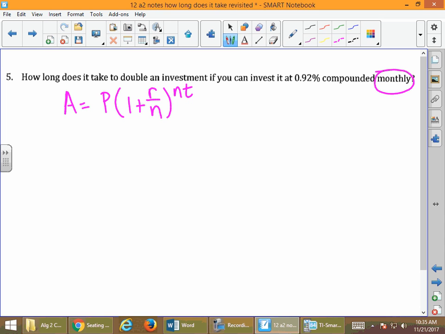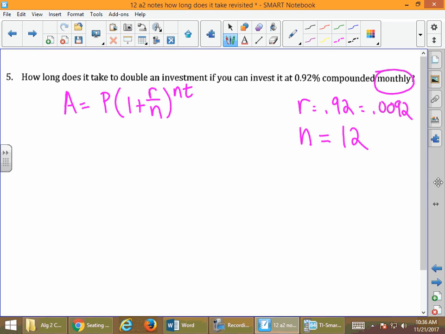And what we know is we know 0.92. So we know our rate is 0.92. And if we write that as a decimal, we have to move our decimal 2 spaces to the left. This is 0.0092. We know compounded monthly, that's going to be our n, and there's 12 months in a year. That's all we know.